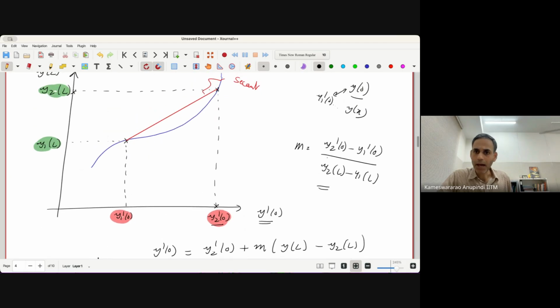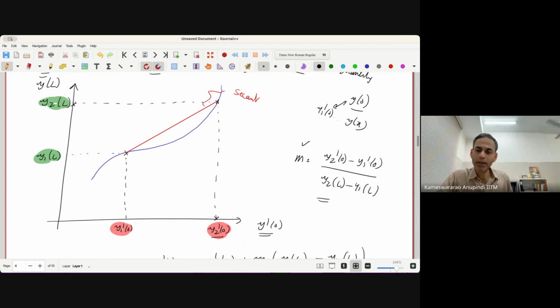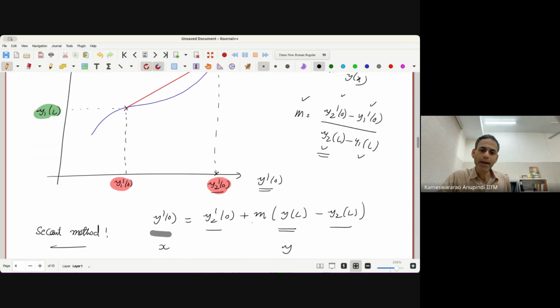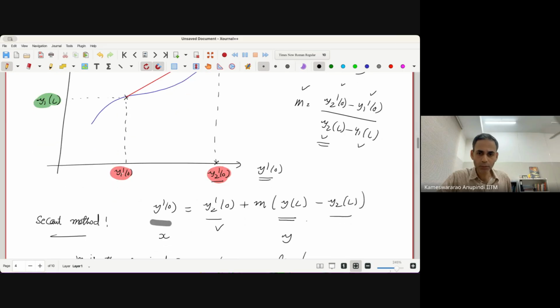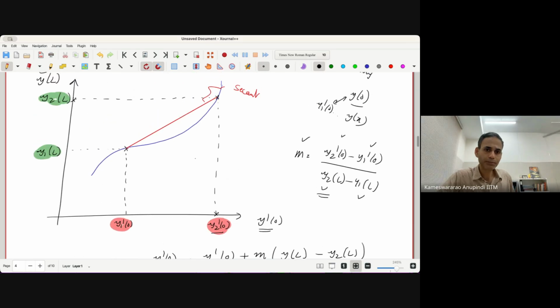That means I know what the slope is because I have already guessed y1 prime 0, y2 prime 0, and I have integrated and calculated y1L, y2L. So I know all these 4 values. I can calculate the slope. Once I know the slope, I can put it in, and then I know this equation. Now the equation of the secant I know, because I know what y2 prime 0 is, what y2L is. Y of L is just y, y prime 0 is just x, and then the slope I know, right? So the equation of the secant we know.